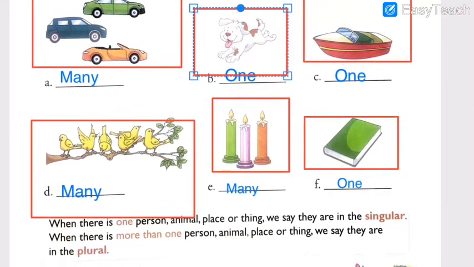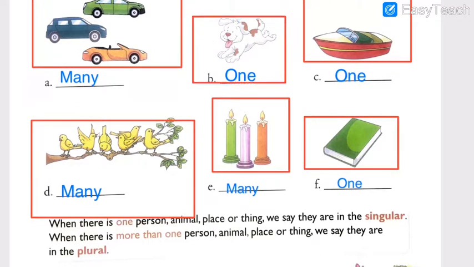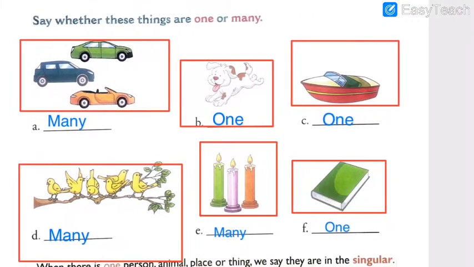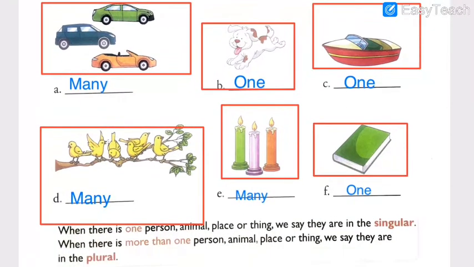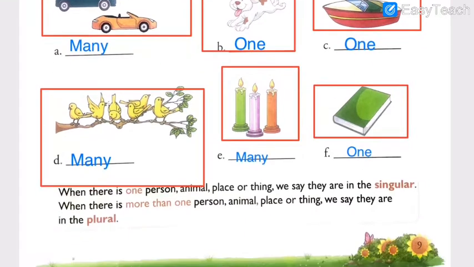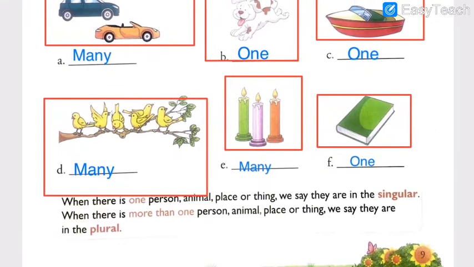As you can see on the screen, we have solved 1, 2, 3, 4, 5 and 6 blanks. Many cars, one dog, one boat, many birds, many candles and only one book. So we have solved as per the instructions. You have to just write one or many. I hope that you also have solved this exercise either in your rough notebook or in your textbook itself.